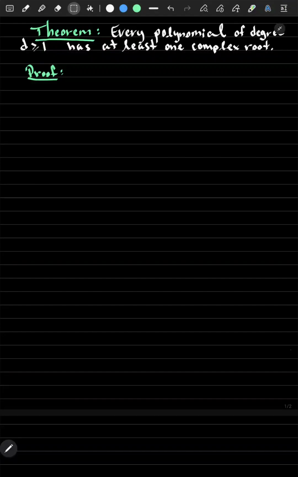Alright, so today we're going to give a quick classic proof that every polynomial of degree greater than or equal to 1 has at least one complex root. This is known as the fundamental theorem of algebra. It can also be stated as saying that the field of complex numbers is algebraically closed.